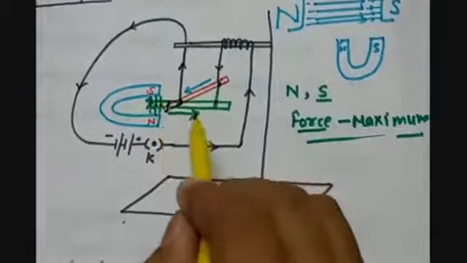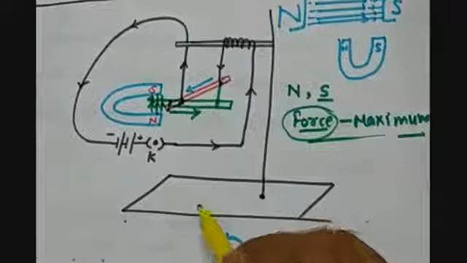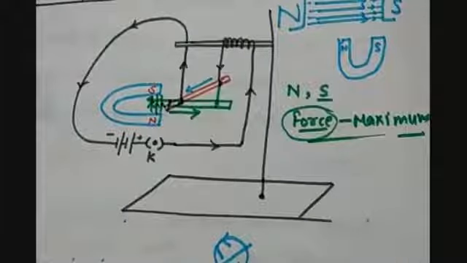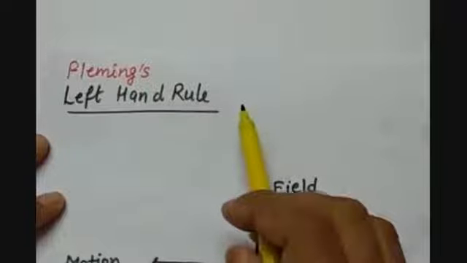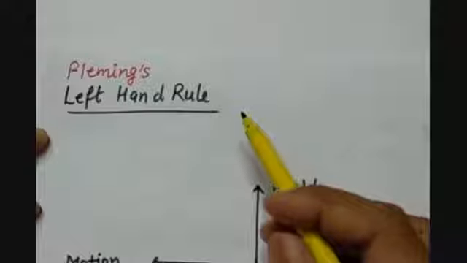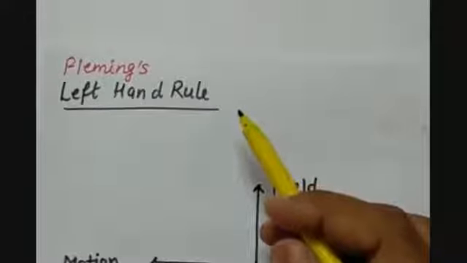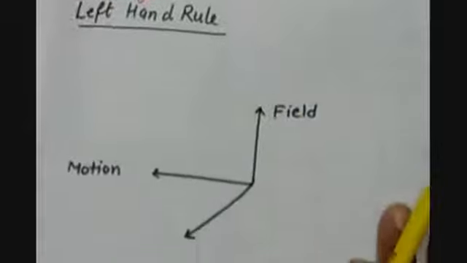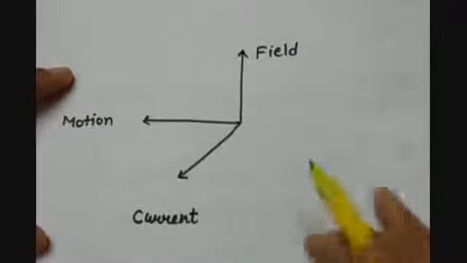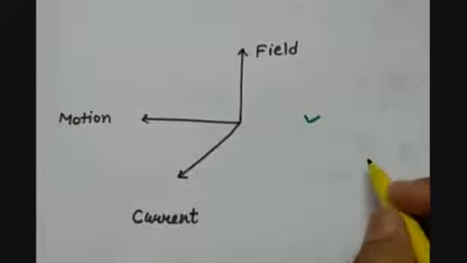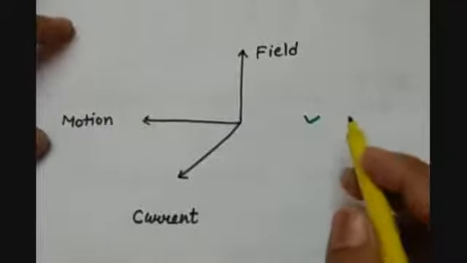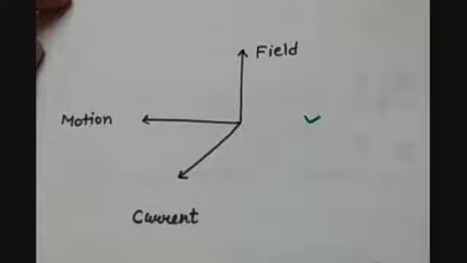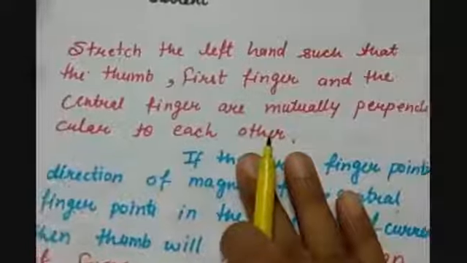Now, how to get the direction of the force? This was given by Fleming's left-hand rule. What is Fleming's left-hand rule? Fleming's left-hand rule is used to find the direction of the force, or in which direction the motion will be produced. In this rule, you have to make this symbol if you have been asked to explain Fleming's left-hand rule. Let us see the definition first.